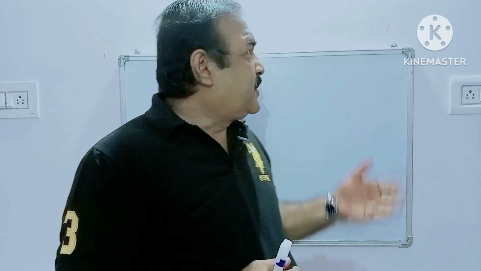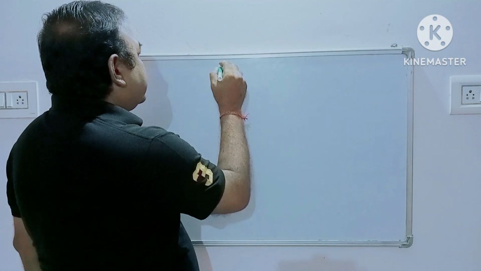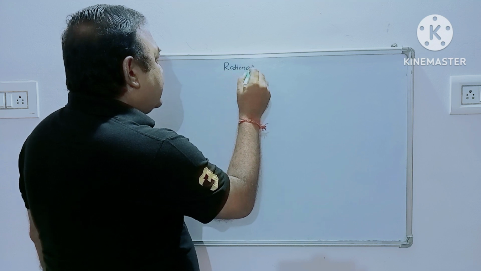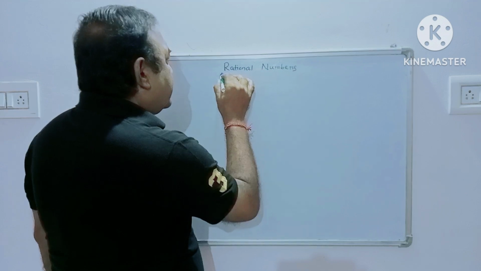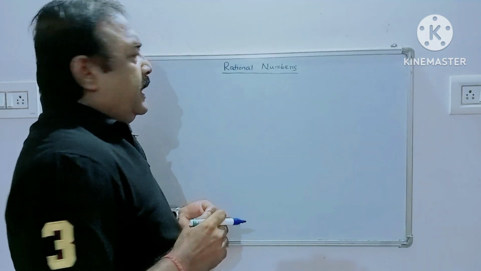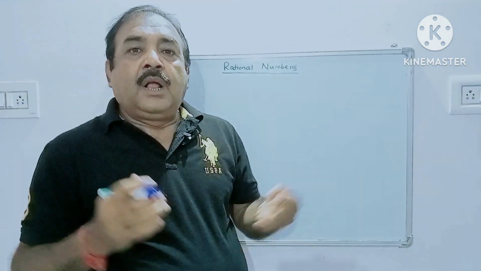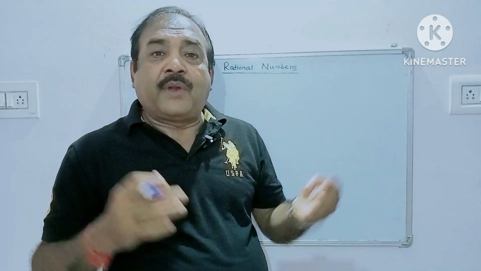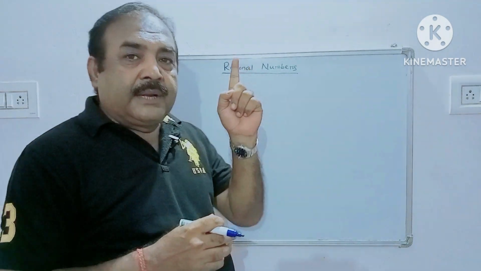Today we will study about rational numbers. Let us start. You see, already we have known about the natural numbers, whole numbers, integers. We have also known the fractions, the fractional numbers. Today we will study about rational numbers.